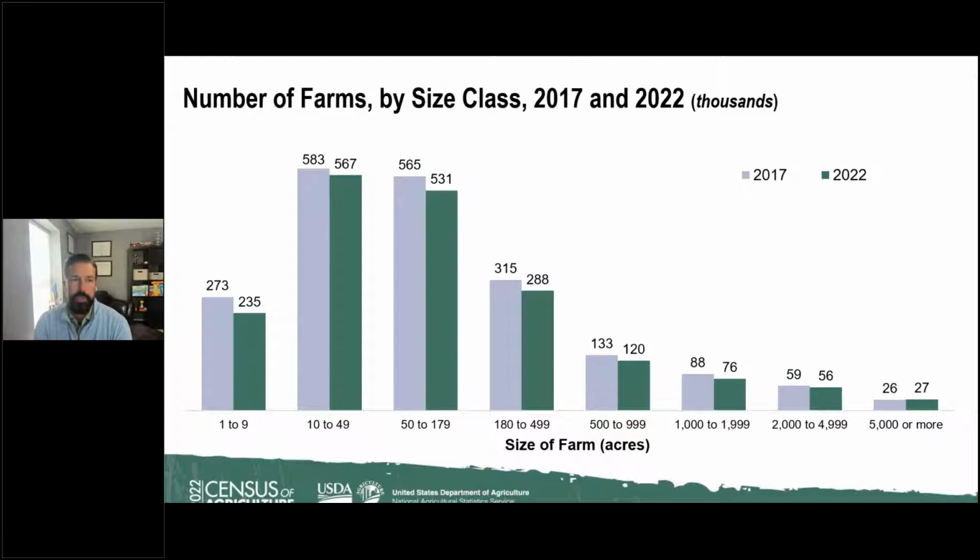production. The 2022 census shows decreases in the number of farms in all land size classes except the 5,000 plus acre class. Farms with less than 50 acres decreased 6%, or about 55,000 farms, while farms with 50 to 500 acres decreased 7%, or approximately 61,000 farms from 2017. Next slide.